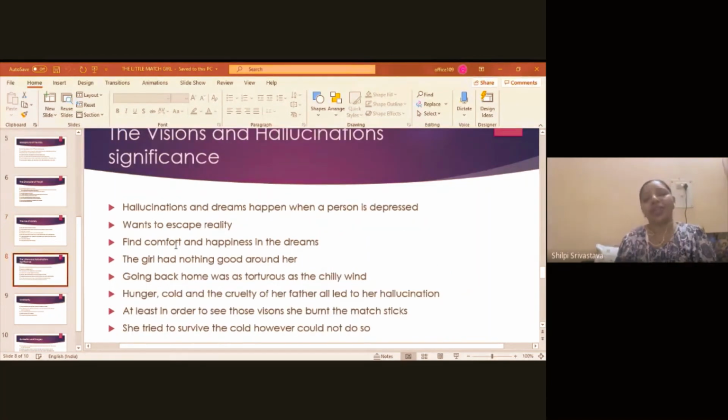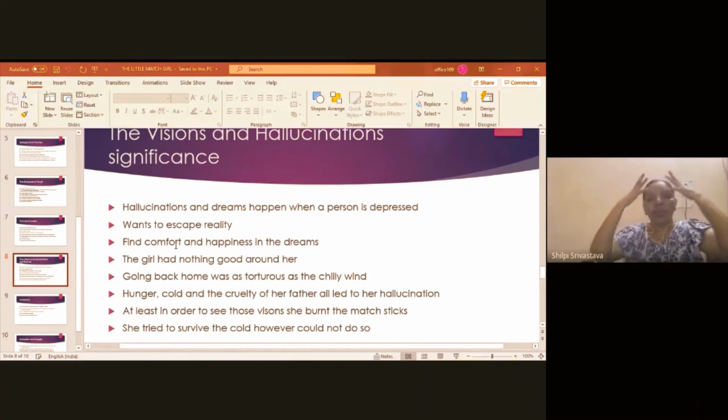The visions and hallucinations, the significance. Yes. So the question that usually comes in your board exams is, what is the significance of the visions and hallucinations that the girl had? Let me explain what a hallucination is first. A hallucination is something that you imagine when it is not there in its physical entity. Right. So in psychology, it is taken as a disease, a mental disorder. But here, a hallucination of that girl is not in that context. It doesn't mean that the girl was suffering from a mental disorder. No, it wasn't like that.